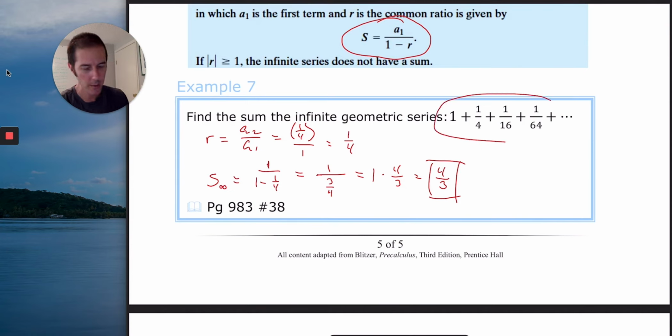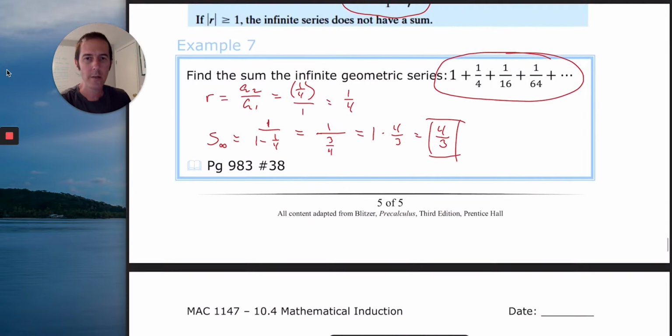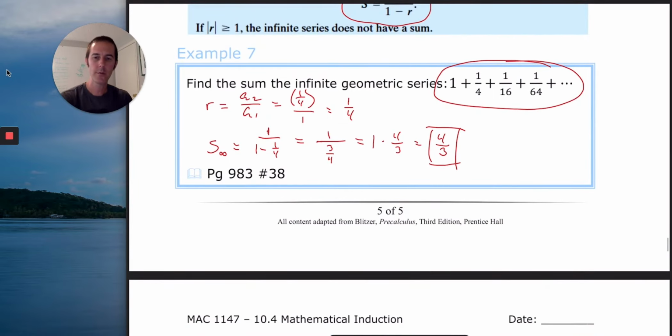Interesting to think that you can add up all infinitely many of these fractions, and you're going to end up with such a nice clean number as 4/3. Oh, and that's it. Those are the end of our notes for 10.3. As you can see at the bottom of the screen, our next topic is mathematical induction.